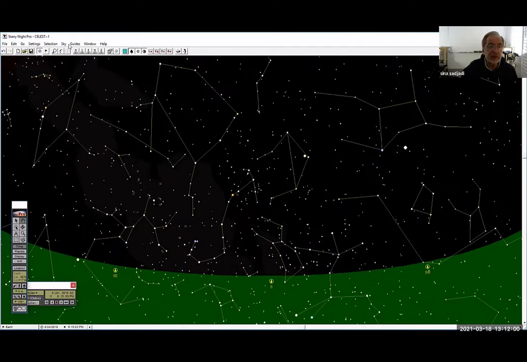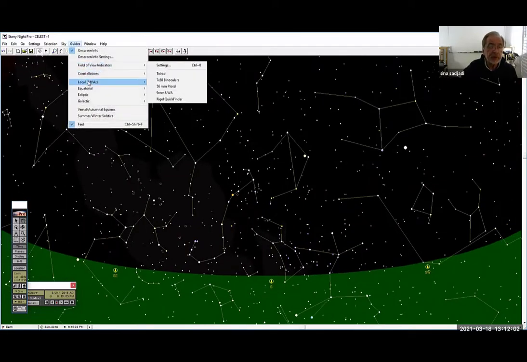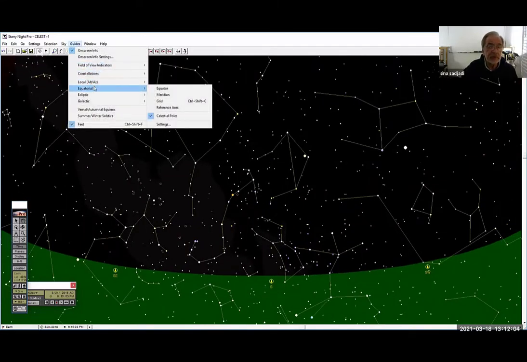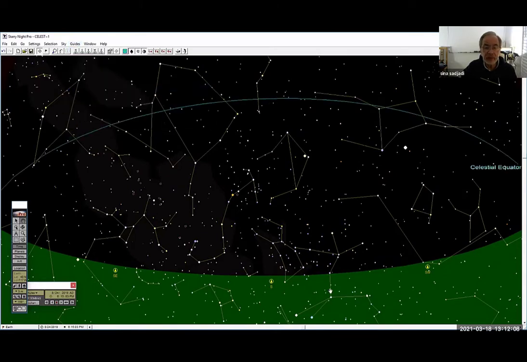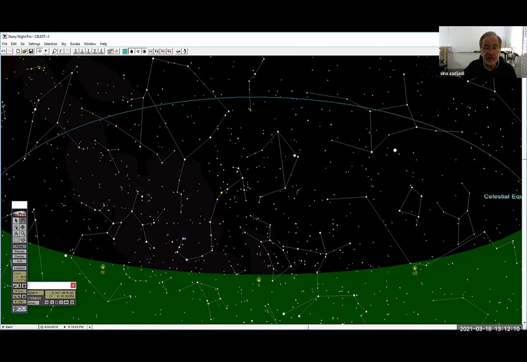Let me get the celestial equator up. There is my celestial equator. This blue line is the celestial equator. This is all in the southern sky. This is the southern horizon. I see this much of the southern sky.